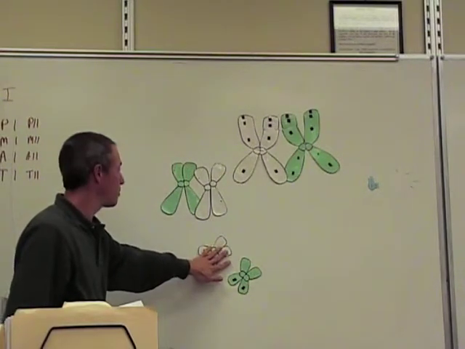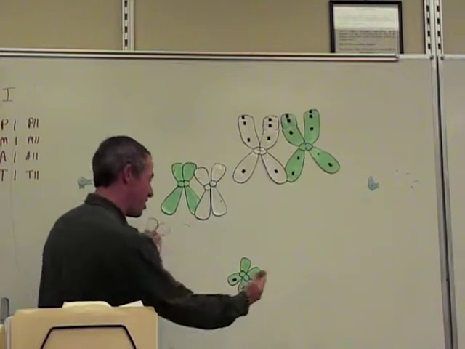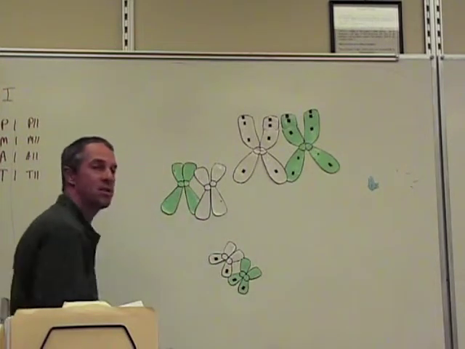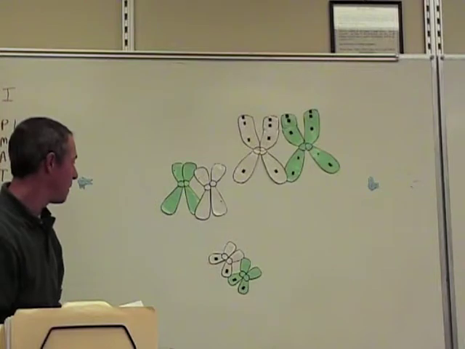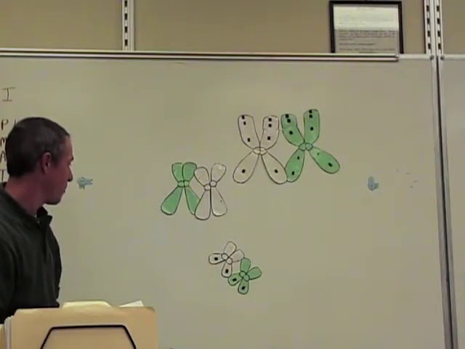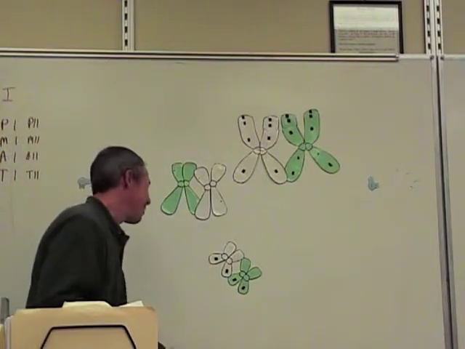Is that what synapsis is? Synapsis is when they come together. That's called synapsis. Is that how you get one brown eye and one blue eye? No. That's when you have a twin in the womb or something like that.